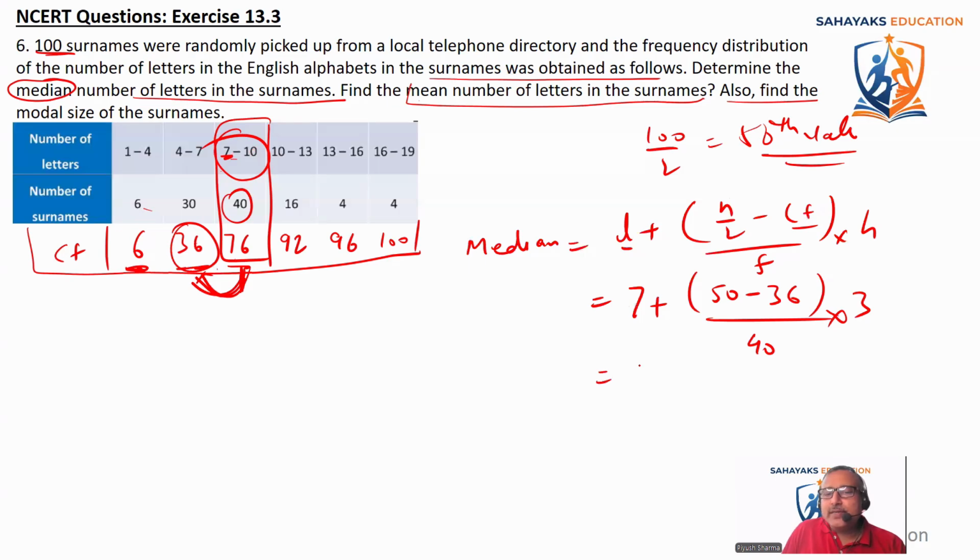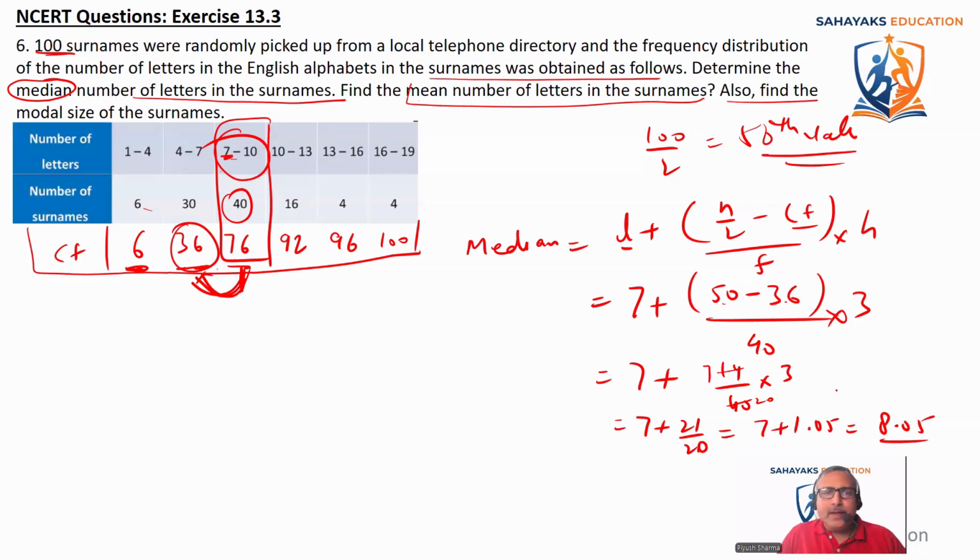So let's compute it. It becomes 7 plus 50 minus 36, which is 14, divided by 40, into 3. Okay, we can compute it quickly. 2 sevens are 14, 2 20s are 40. So it becomes 7 plus 21 divided by 20. 21 divided by 20 comes out to be 1.05. So it is 7 plus 1.05, which comes to 8.05.